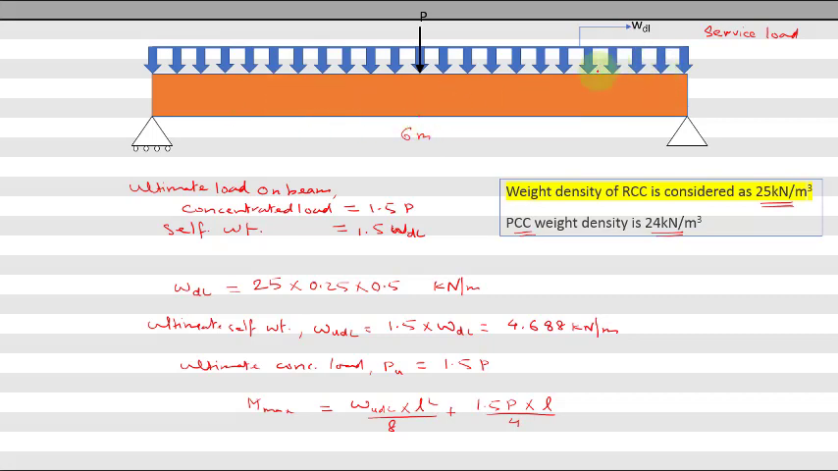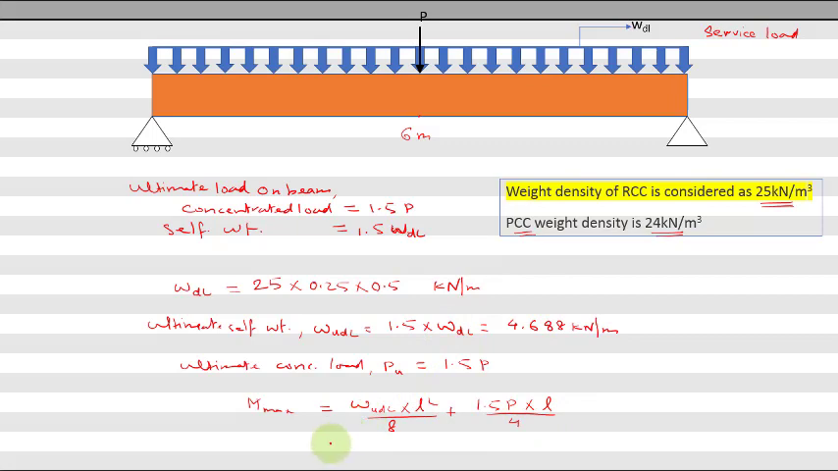So at midspan, because of this UDL, what will be the moment? It will be W into L square by 8. So when I consider W, we have to consider the ultimate dead load, WUDL into L square by 8. So this is because of the UDL. For concentrated load, the moment at midspan will be how much? P into L by 4. Now we have to consider the ultimate load. So 1.5 P has been considered as the load into L by 4.